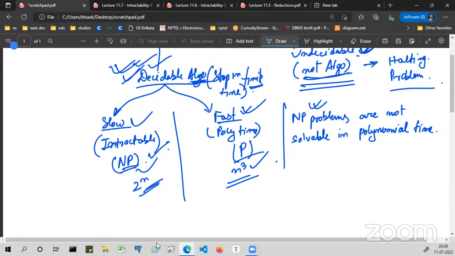And non-NP problems are not solvable in polynomial time. That is the main reason we are segregating these two separately, right? But that is not the case. See, the idea is, NP problems definition means what?